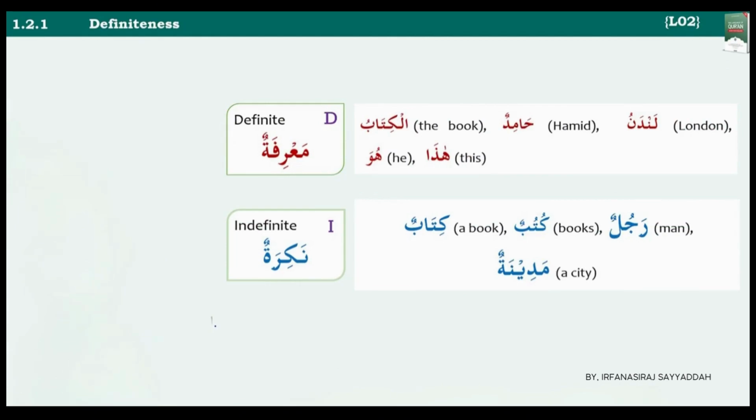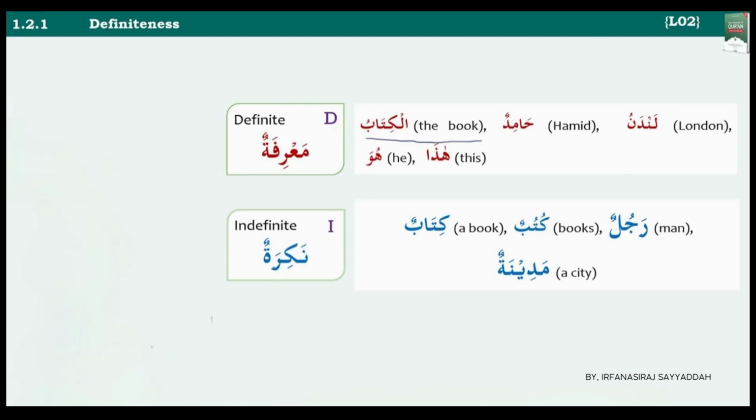So if you look at the word examples I've given you on the screen here, we have al-kitabu, the book. Of course, that is definite because it is referring specifically to the book. Hamidun is, of course, definite, specific. It is a proper noun. London, specific, because it's talking about the capital city of the United Kingdom. It's a specific city, a specific place. Huwa, he, specific. Why? Because when you use pronouns, you use them instead of proper nouns, so you're referring to somebody specific. Hadha, this, again, specific, because it's pointing to something specific.